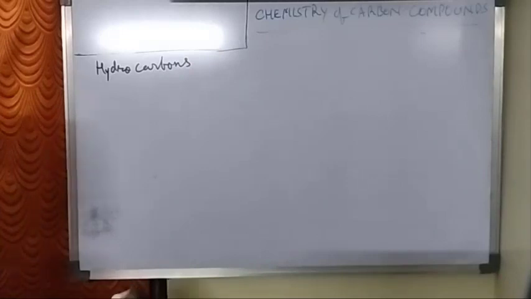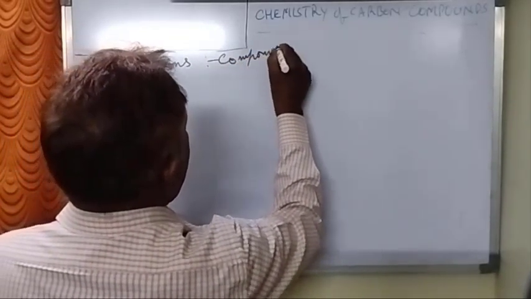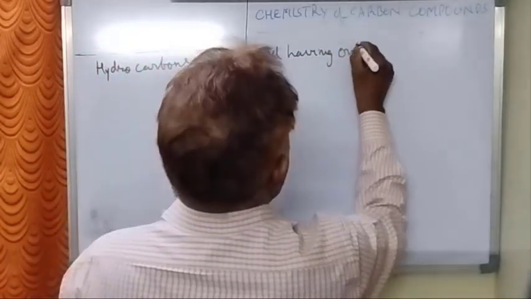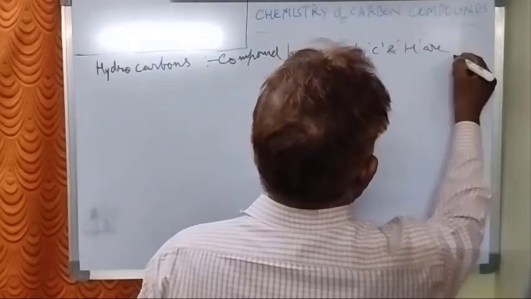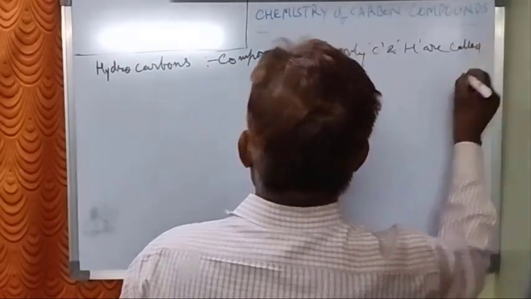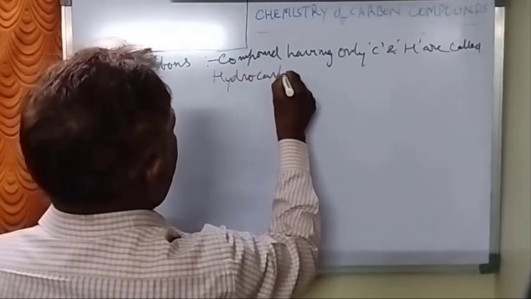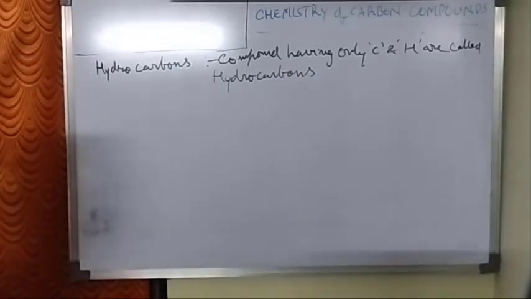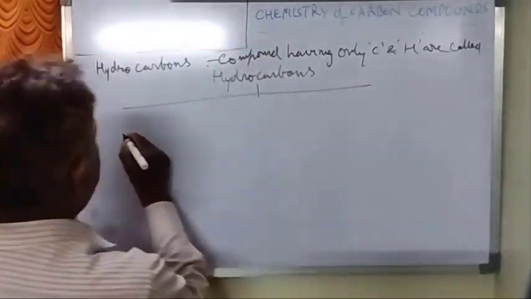Hydrocarbons means compounds having only carbon and hydrogen are called hydrocarbons. Compounds having only carbon and hydrogen are called hydrocarbons. So these hydrocarbons are classified into two categories mainly.